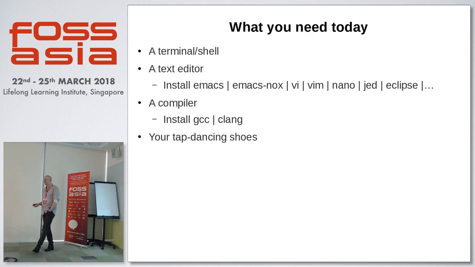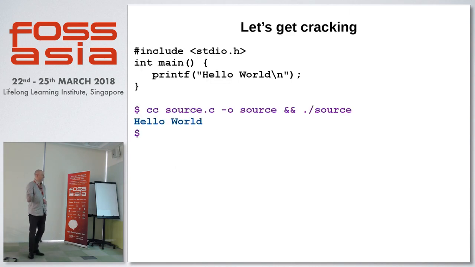And you need tap dancing shoes. We're going to dance. No, we're not. I'm just kidding. So this will be your basic first C program. That's it. You compile it that way. CC is the standard C compiler command. Even if you install GCC, CC still works. It's a symlink pointing to GCC. It's kind of just what everyone agreed on from the early days.